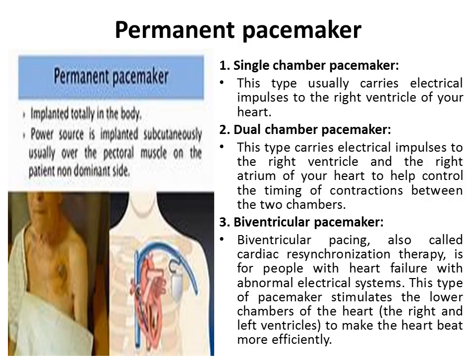Now, the permanent pacemaker. It is implanted totally in the body. The power source is implanted subcutaneously, usually over the pectoral muscles on the patient's non-dominant side. In that, three types are there. First is the single chamber pacemaker, second is the dual chamber pacemaker, and third is the biventricular pacemaker. The single chamber pacemaker usually carries electrical impulses to the right ventricle of your heart. The dual chamber pacemaker carries electrical impulses to the right ventricle and the right atrium of your heart to help control the timing of contraction between the two chambers.